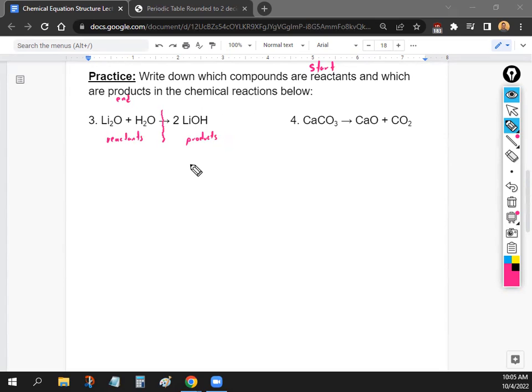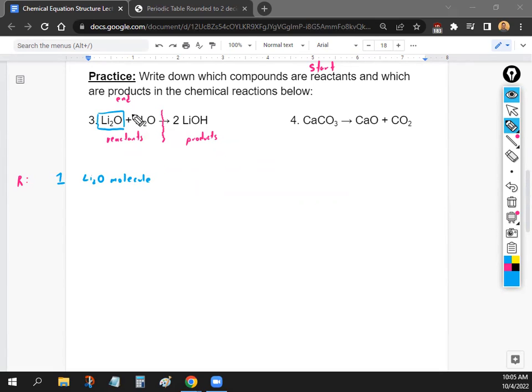Okay. So let's look at the left side. So the left side, the reactants. If you look at the reactants, the first molecule that we have for our reactants is this guy right here. So the molecules are separated by the plus sign. And so we got Li2O. So that means we have one Li2O molecule.